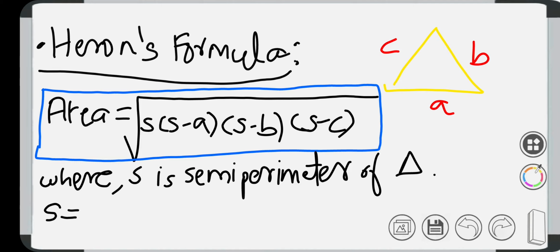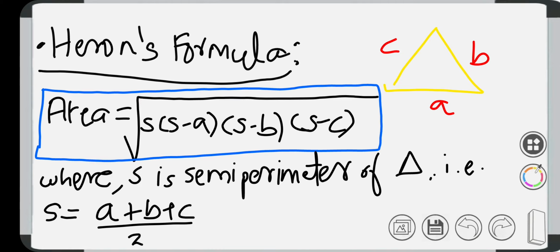Semi-perimeter, we can calculate it as (a plus b plus c) divided by 2. If we take it as a formula, or if you want it to be easy, you can also consider it as the sum of all of the sides of the triangle divided by 2. It's upon your choice how you consider it.